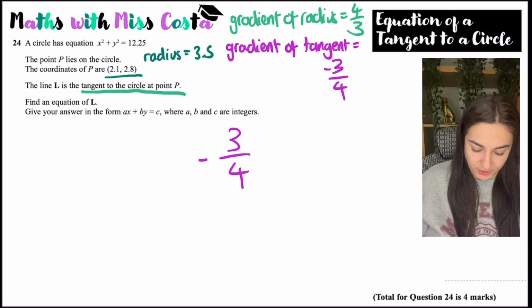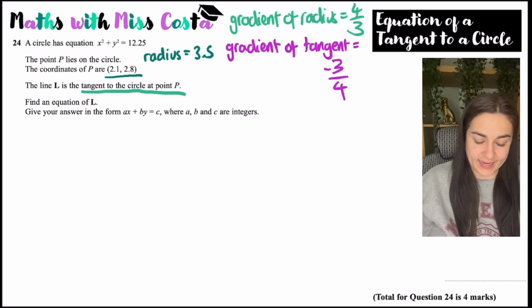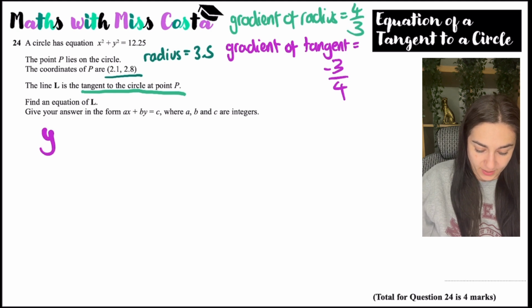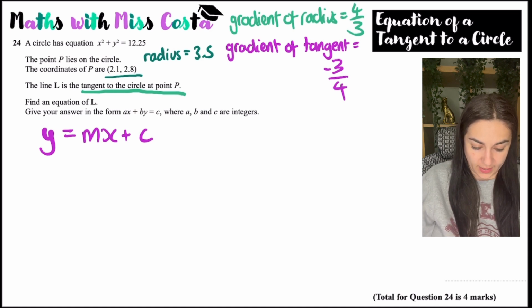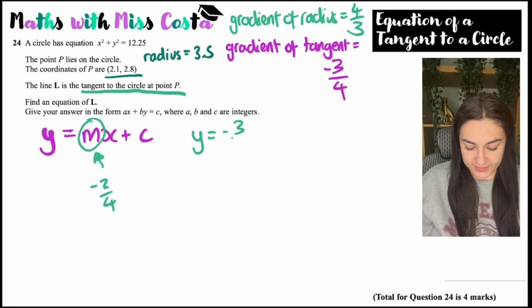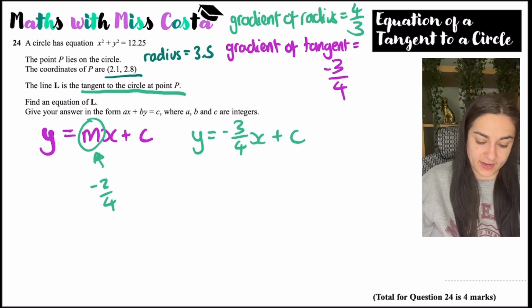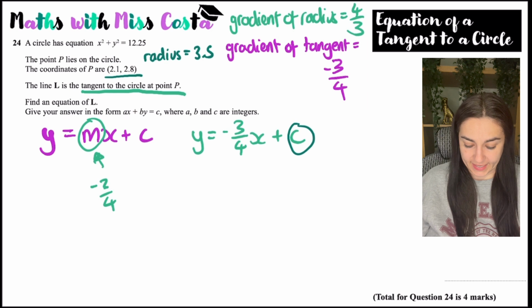So how do I write the equation of any straight line? The tangent is a straight line. I write it in the form y equals mx plus c. What do I know? I know m, which is the gradient, so I can substitute that in. That's going to be -3/4. So y must equal -3/4 x plus c. And I need to then work out the y-intercept.